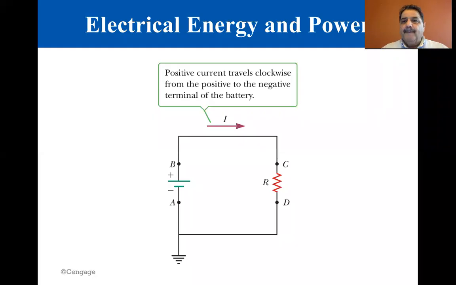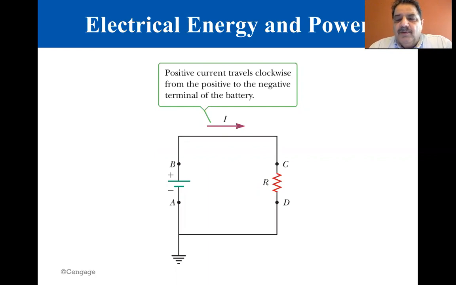Okay, we're now at section 17.6, electrical energy and power. Let's get started. All right, let's look at the energy transfer in a simple circuit consisting of a battery and a resistor as shown in the figure.